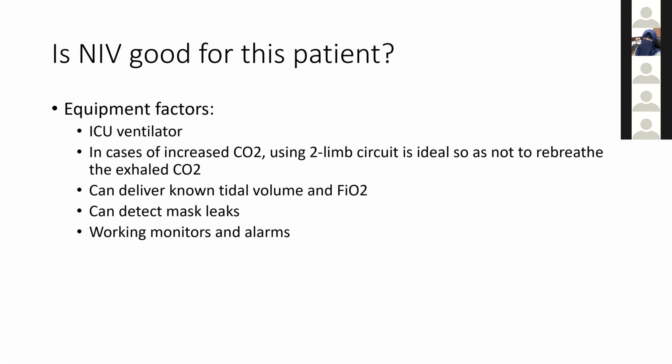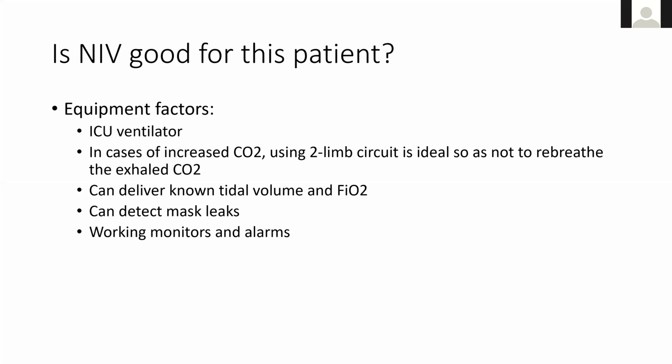Again, the equipment, you need the ventilator, you need the appropriate circuit. If you have someone with no CO2 retention, for example, those with heart failure and pulmonary edema, maybe you can use a one limb circuit, meaning that the inhalation and exhalation are in one tube. However, if someone is having CO2 retention, probably it's better to use the two limbs, where the inhalation is in one tube and the exhalation in the other, so that they will not rebreathe the CO2.